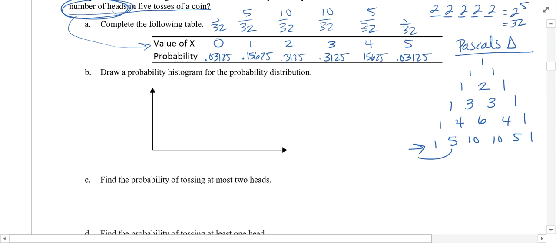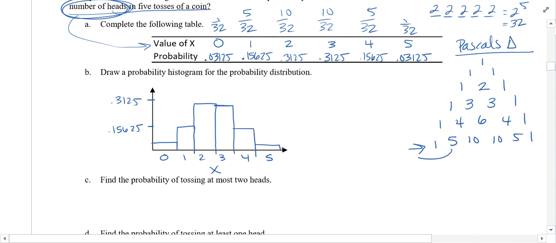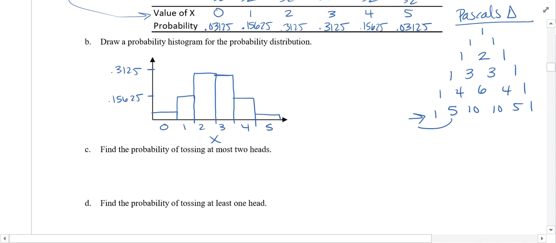We're going to draw a probability histogram for this. So x is going to be down here, and I'm going to have my 0, 1, 2, 3, 4, 5. Then 0.3125, split that in half, which is actually 0.15625. And then draw this. 0 is pretty small, it's down here. We're just going to draw this as a histogram. In a histogram, the bars touch. Oops, it should be the same height. Sorry. So that's just the probability histogram. It's most likely that you will get 2 or 3 heads when you toss the coin 5 times.